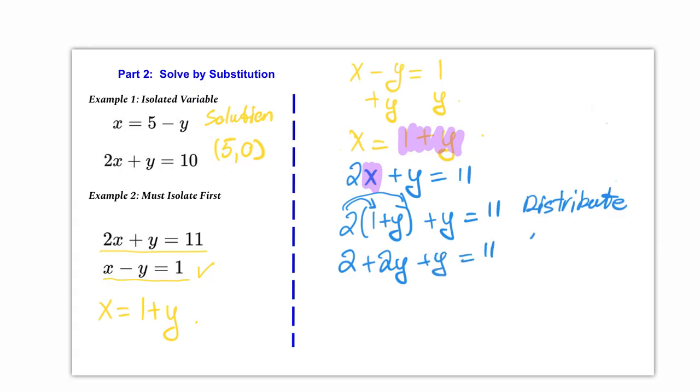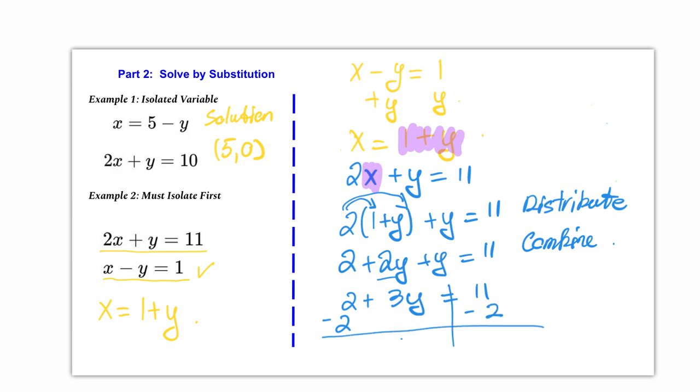And then we're going to combine. That means 2y plus y, which will be 3y. And now we're going to move our constant to the other side by subtraction. So 3y will equal 9. All right, so the last step is to divide by 3. And so our y equals 3. So let's go ahead and write that down.